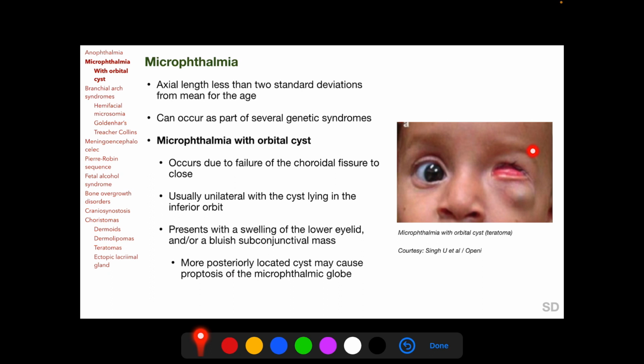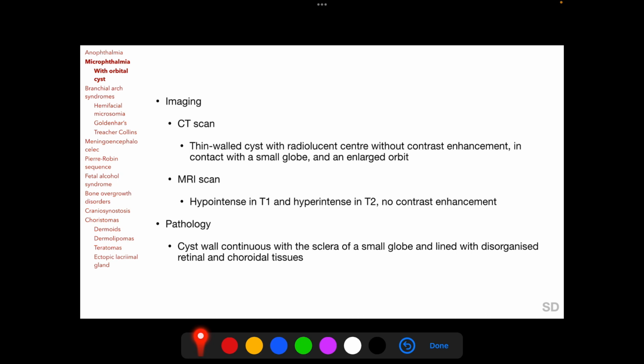So this picture shows how a microphthalmia with orbital cyst usually presents. But in this case, the cyst is not due to a failure of the choroidal fissure to close, but is a teratoma, which we will be describing later in this session. On CT scan, a microphthalmia with orbital cyst shows a thin-walled cyst with radiolucent center without contrast enhancement in contact with a microphthalmic globe, because it is derived from a failed choroidal fissure, and an enlarged orbit.